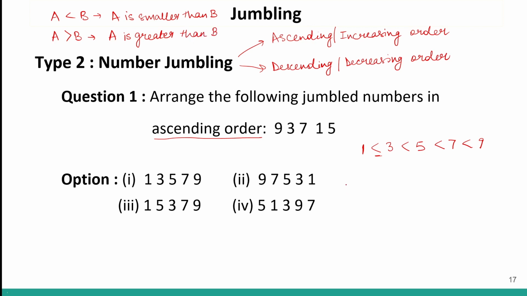Okay? So I can write it like this in ascending order. So my correct answer will be 1, 3, 5, 7, 9, which is option number 1. So option number 1 will be your correct answer.